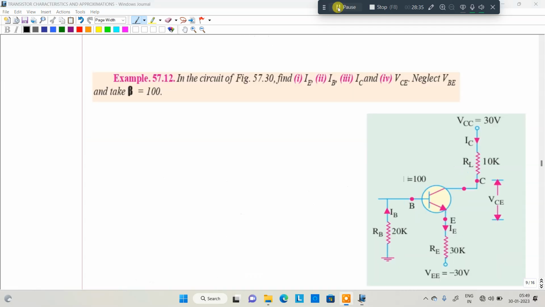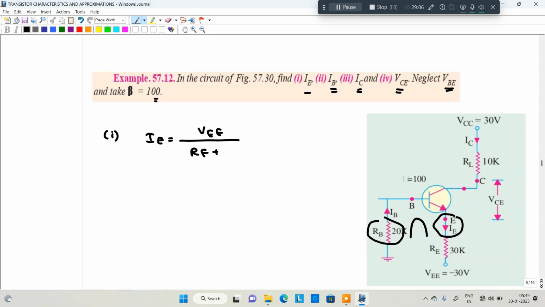Now come back to the common emitter configuration problem. They are asking about IE, IB, IC and VCE, neglecting the VBE values. Beta is 100. So first of all, I am going to calculate IE. I gave the beta rule to you. How to find out the IE? This is the particular current I want. So that is VEE divided by RE plus the base resistance referred to emitter, that is RB divided by beta. Just now I gave that formula.